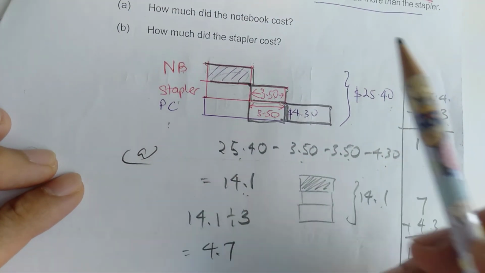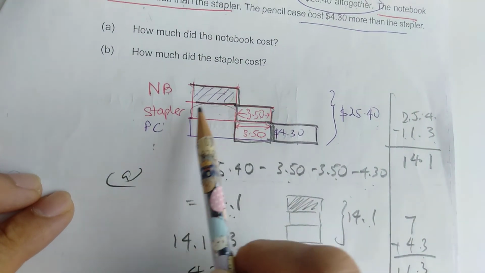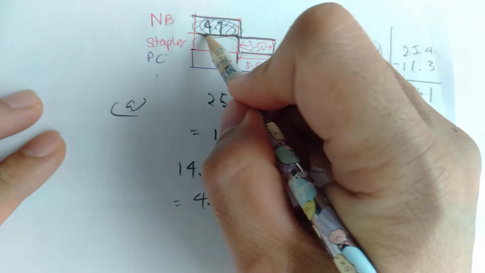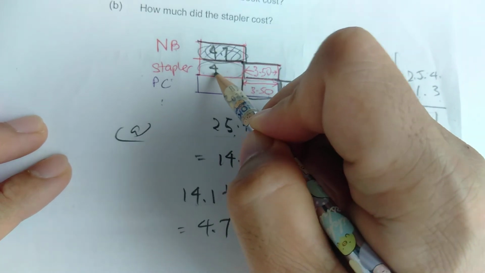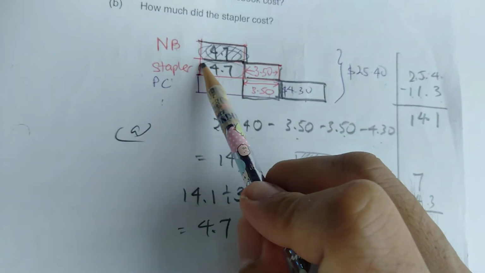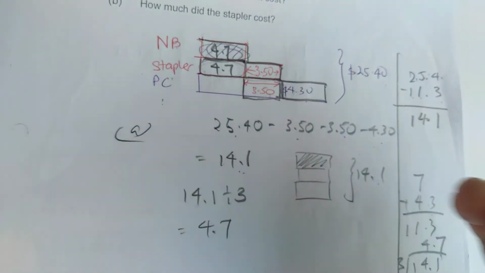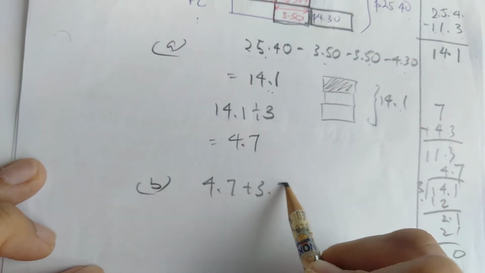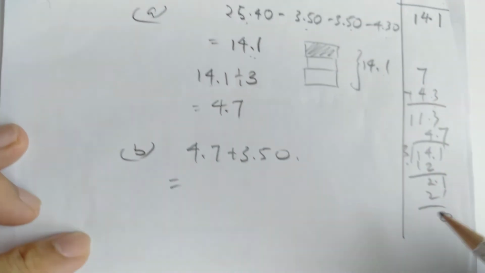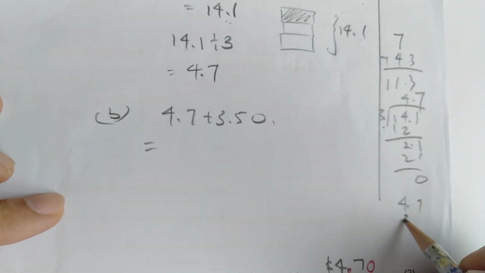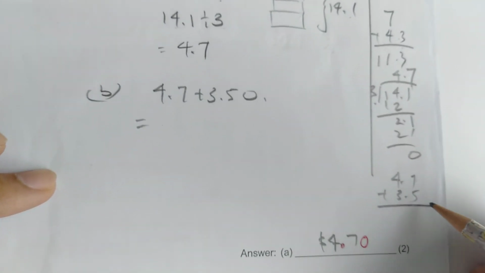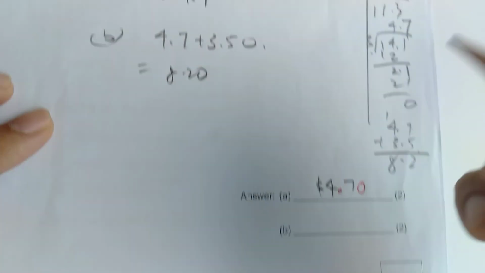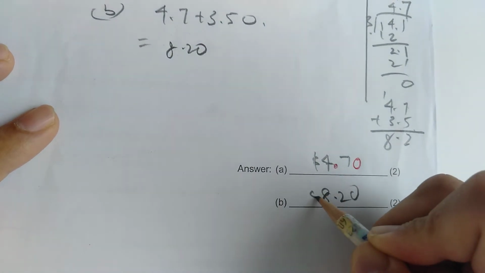How much does stapler cost? Very simple. Stapler here, if you found out this part is 470, this part of course is also 470. So the stapler is 470 plus 350. For part B, show 470 plus 350. You'll get a method mark. So 470 plus 350. 7 plus 5, 12. 8. So $8.20. This is a very expensive stapler. Okay.